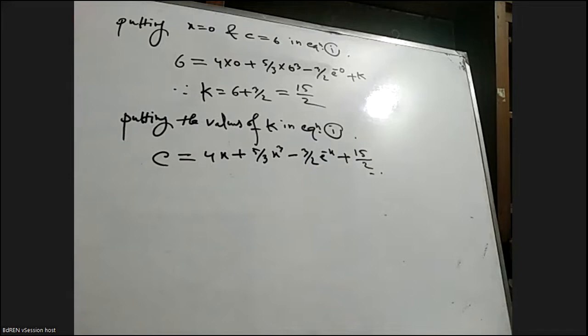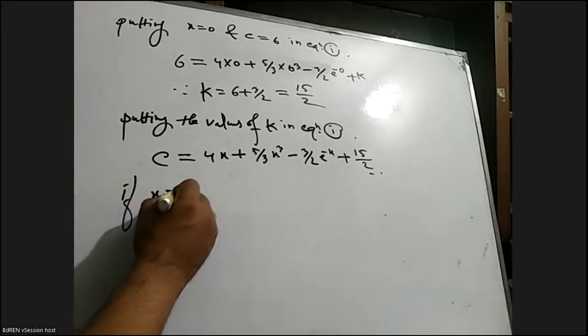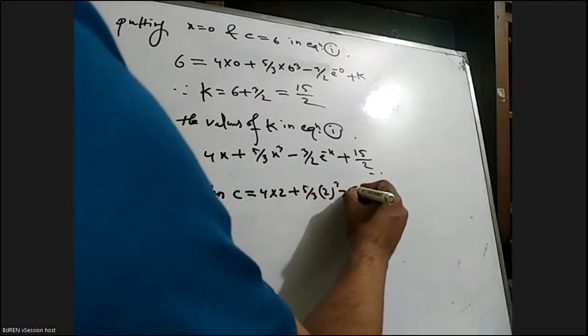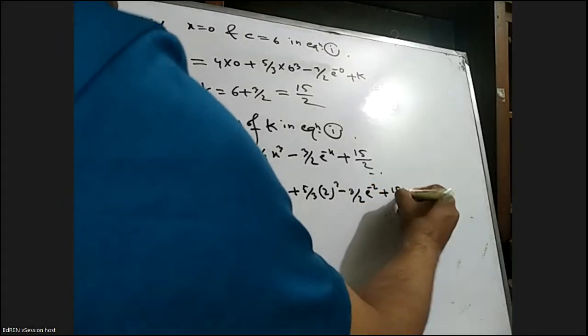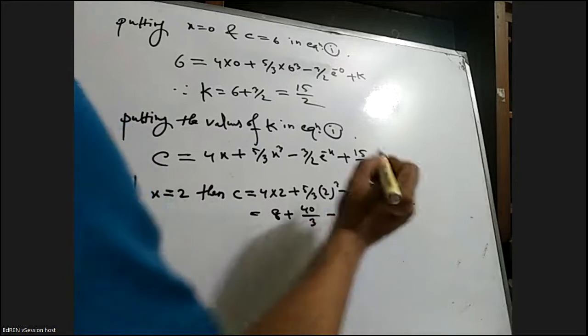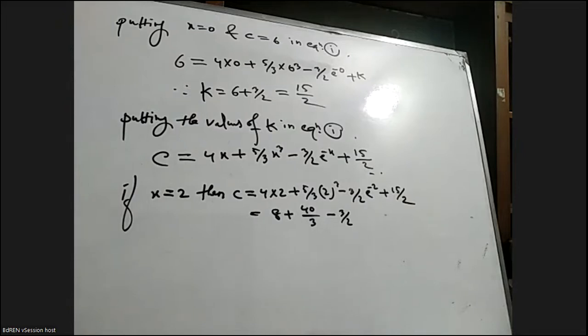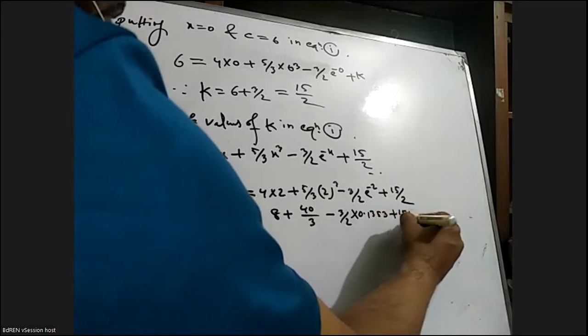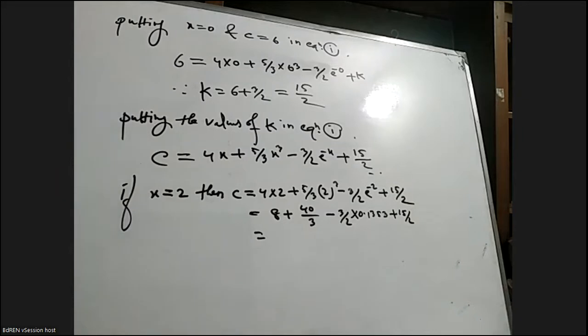So we have found the total cost here. Now you have to find the total cost where x equals 2. If x equals 2 units, then total cost will be 4 into 2 plus 5 by 3 into 2 cube minus 3 by 2 into e to the power minus 2 plus 15 by 2. So just multiplying, 8 plus 40 by 3 minus 3 by 2 e to the power minus 2. Actually, e to the power minus 2 is 0.1353, using a calculator. Then 15 by 2. Now adding and subtracting, we get an approximate value.